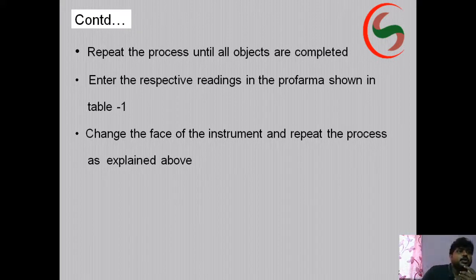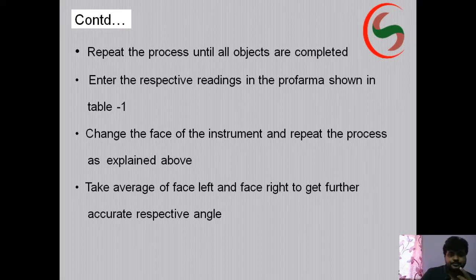Now you have to do this with both faces, face left and face right. How do you change from face left to face right? As I said, by transiting. The other name for transiting is plunging or reversing. What happens? The eyepiece becomes the object glass and the object glass becomes the eyepiece. They interchange their places, not on the instrument, but from the view. Next, take the average of face left and face right to get more accurate respective angles.